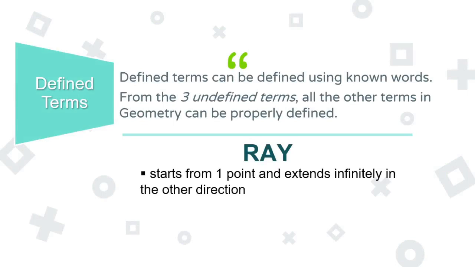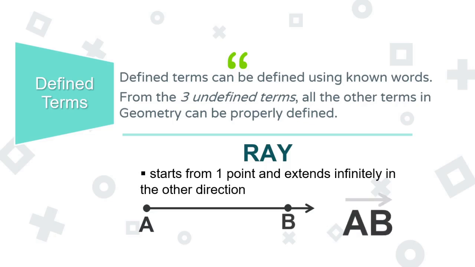How about a ray? A ray starts from one point and extends infinitely in the other direction. So let's have one point, and the other extends infinitely. It goes on and on, which is why the other end has an arrow. How do we name a ray? We begin with the endpoint. We have point A, and then we assign another point. Here we have point B. So we call this ray AB. If you notice, it is similar, but of course the symbol is also the same as the illustration of a ray.